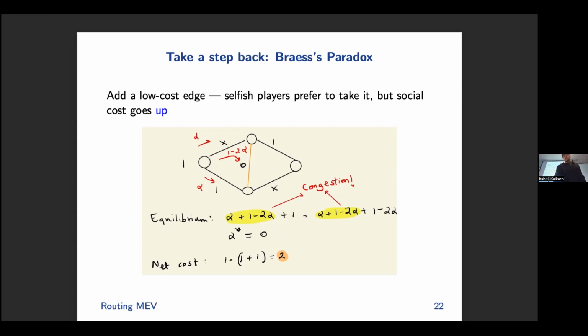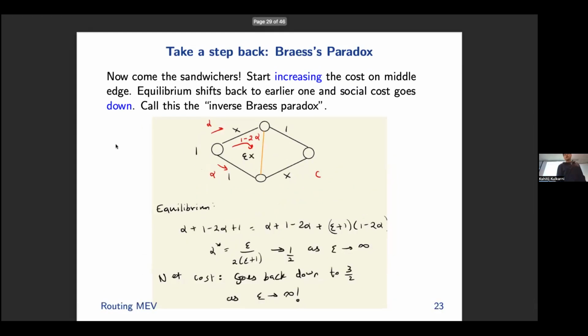Yeah, and so what does this all have to do with sandwichers? So sandwichers, they increase the cost of edges. So now let's just extend this paradox one more step, in which instead of having the zero cost edge, you now replace it with some variable cost edge where the cost scales like epsilon x. So some small epsilon, and then the amount of flow that's on it.